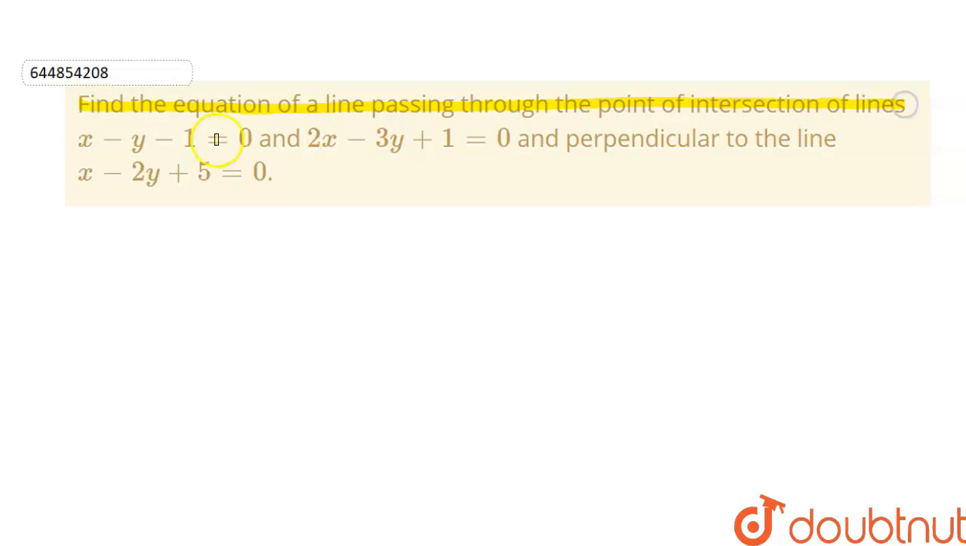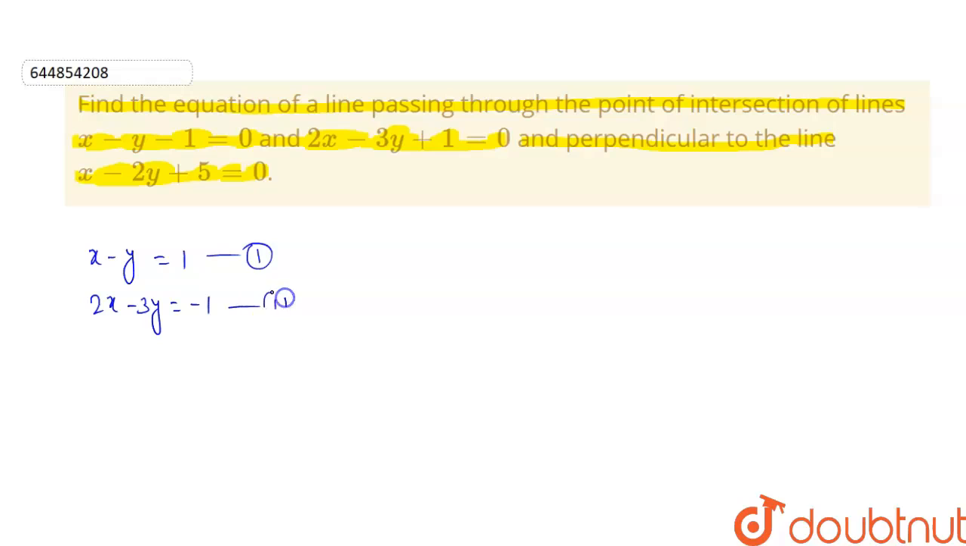Hello student, in this question we have to find the equation of the line passing through the point of intersection of the lines x minus y minus 1 is equal to 0 and 2x minus 3y plus 1 is equal to 0, and perpendicular to the line x minus 2y plus 5 is equal to 0. Our required line will pass through the point of intersection of the first two lines. The first line is x minus y is equal to 1, and the second line is 2x minus 3y is equal to minus 1. Let's say this is 1, this is 2.